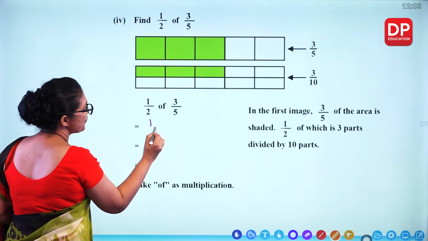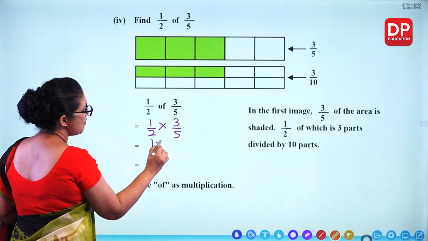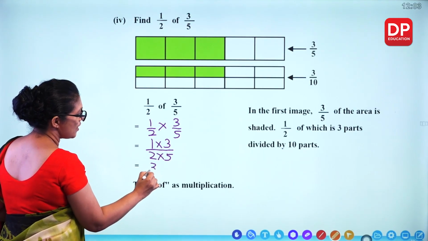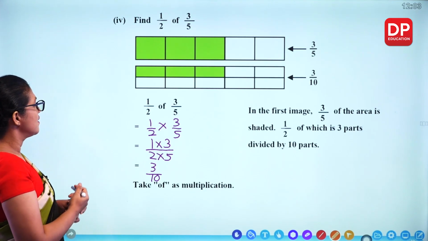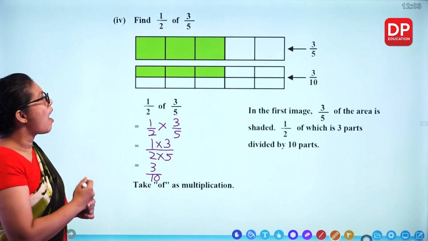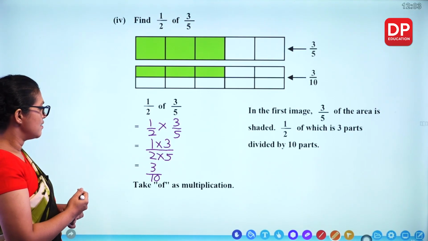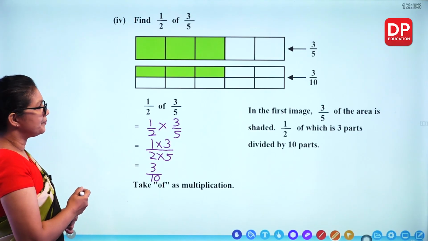So how do we do it? Half times 3/5. Multiply the numerator separately, denominator separately. 3 times 1, 3. 2 times 5, 10. So 3/10. Half of 3/5 is 3/10. So take of as multiplication.